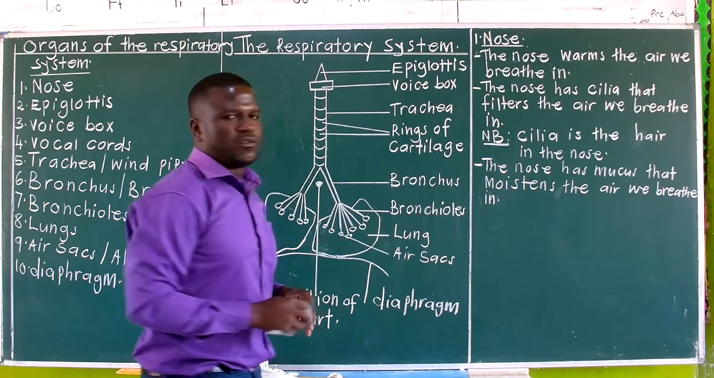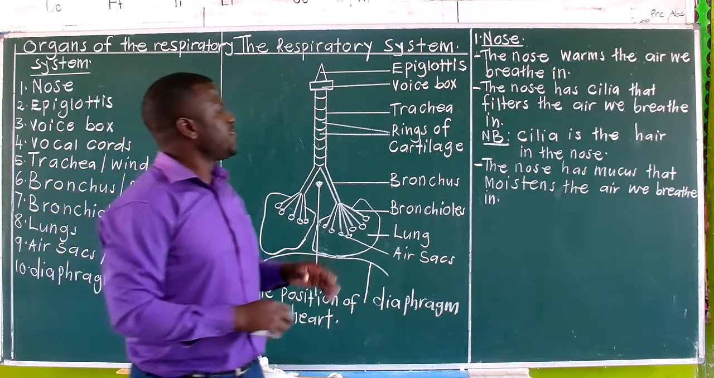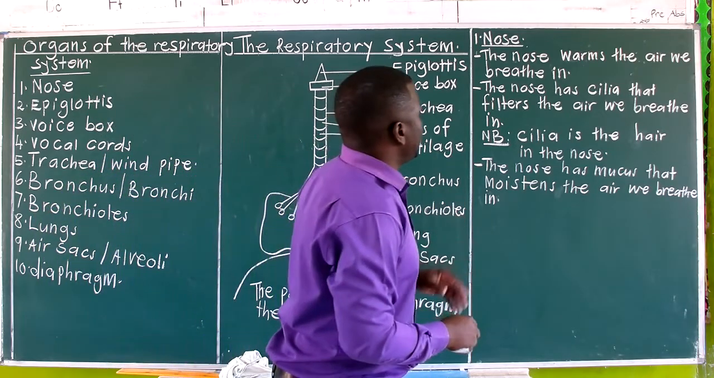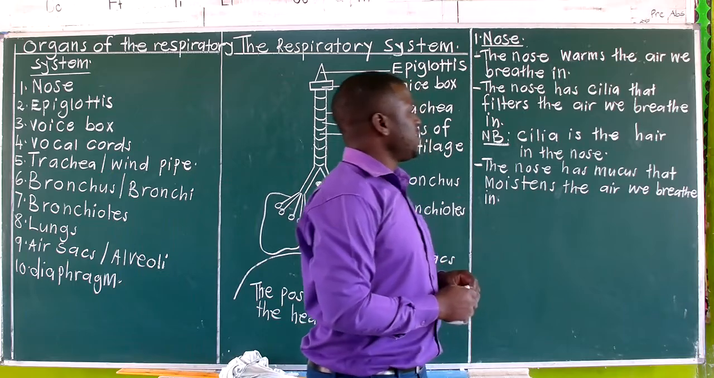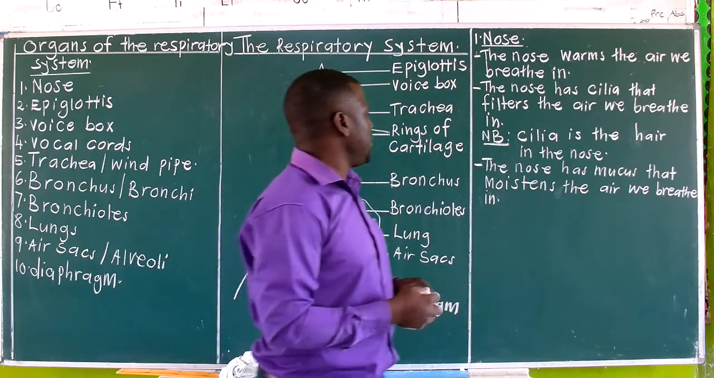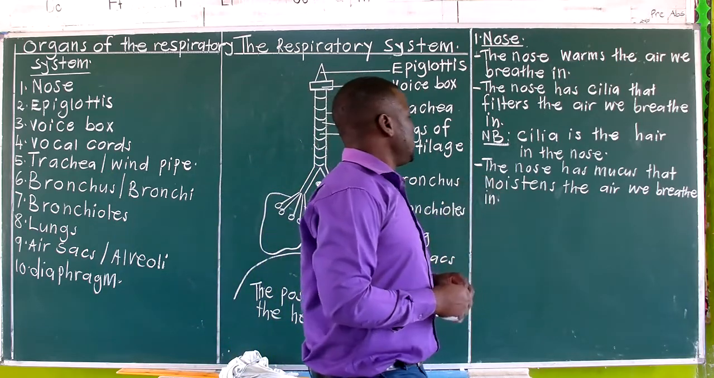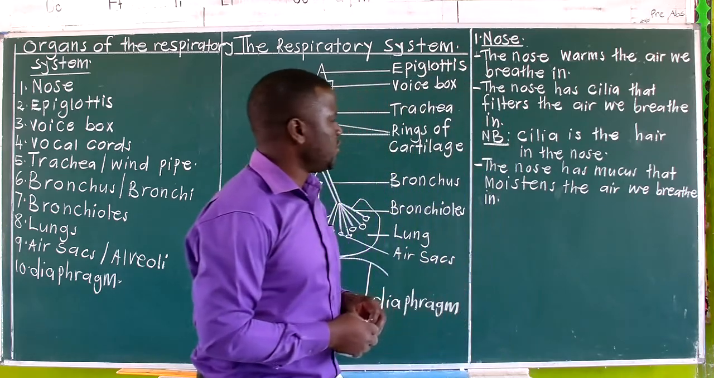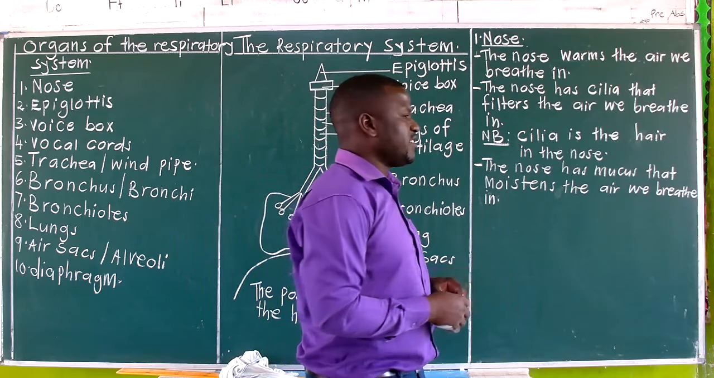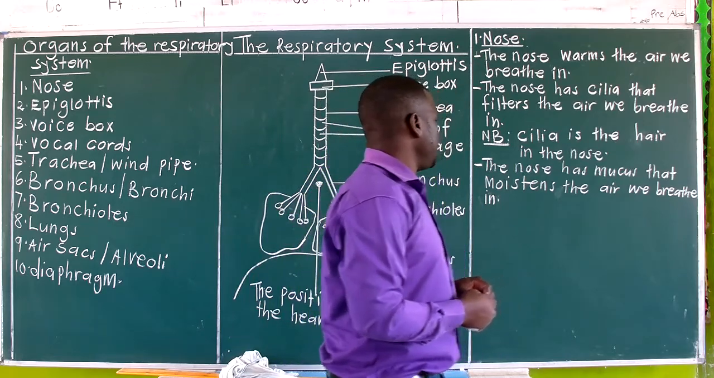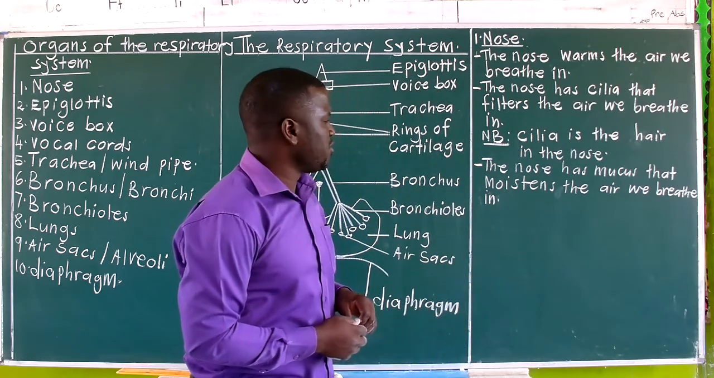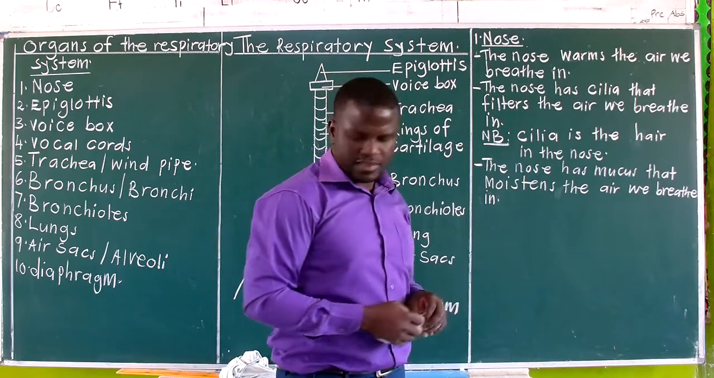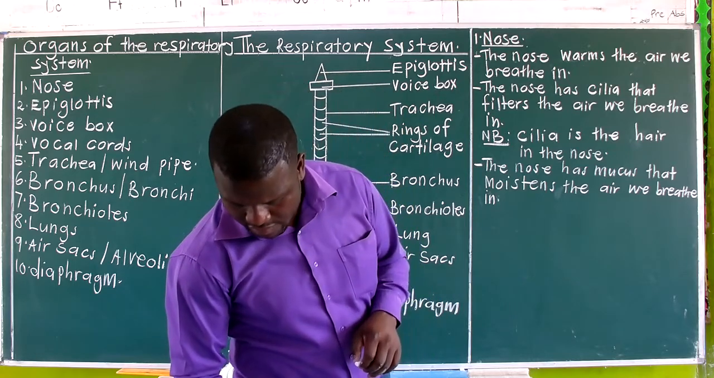So that's how the nose is important. It warms the air we breathe in. It has cilia, that's the hair, which filters the air we breathe in. Cilia is the hair found in the nose, and the work of that hair is to filter the air that we breathe in. Then the nose also has mucus that moistens the air we breathe in.